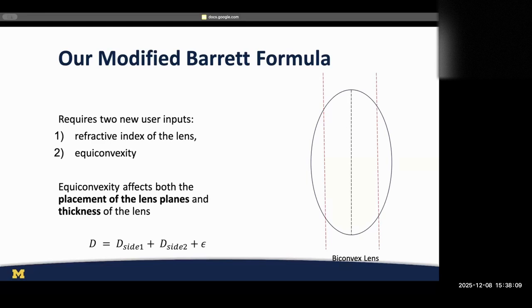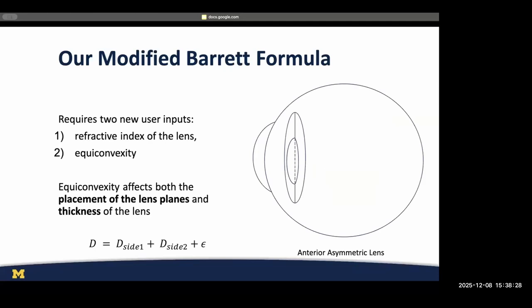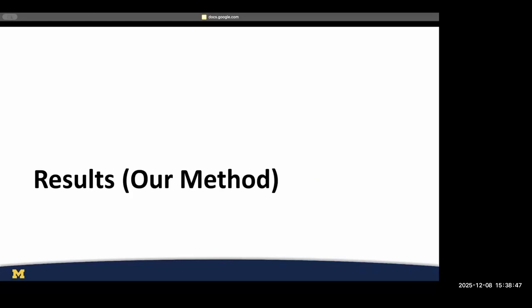It requires 2 new user inputs. One is the refractive index of the lens, which is available on the box. The second is some knowledge about the equiconvexity. So the equiconvexity affects the placement of the lens planes, so where the light will refract. There are two typical types of lenses that we see. One is the anterior asymmetric lens, which is like the Elcon lens, where the anterior lens is larger than the posterior lens. The second is the equiconvex lens, where they are the same size. So this is a modification we added.